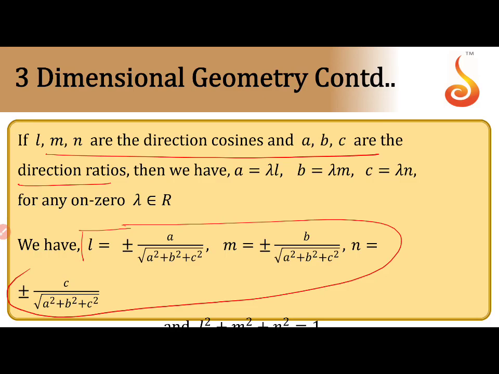So this is the formula, and here also you can remember, if you square and add, l square plus m square plus n square equals 1, that is cos square alpha plus cos square beta plus cos square gamma equal to 1. So l square means a square by root cancel, b square by root cancel, c square by root cancel. Adding them, a square plus b square plus c square by a square plus b square plus c square gives 1. l square plus m square plus n square is 1. That is, l is cos alpha. Cos square alpha plus cos square beta plus cos square gamma equal to 1.